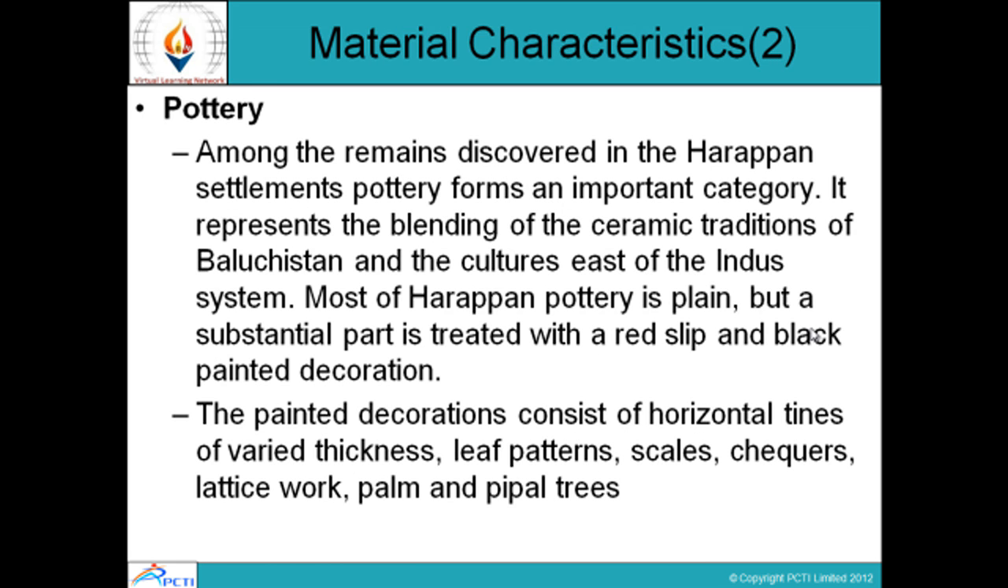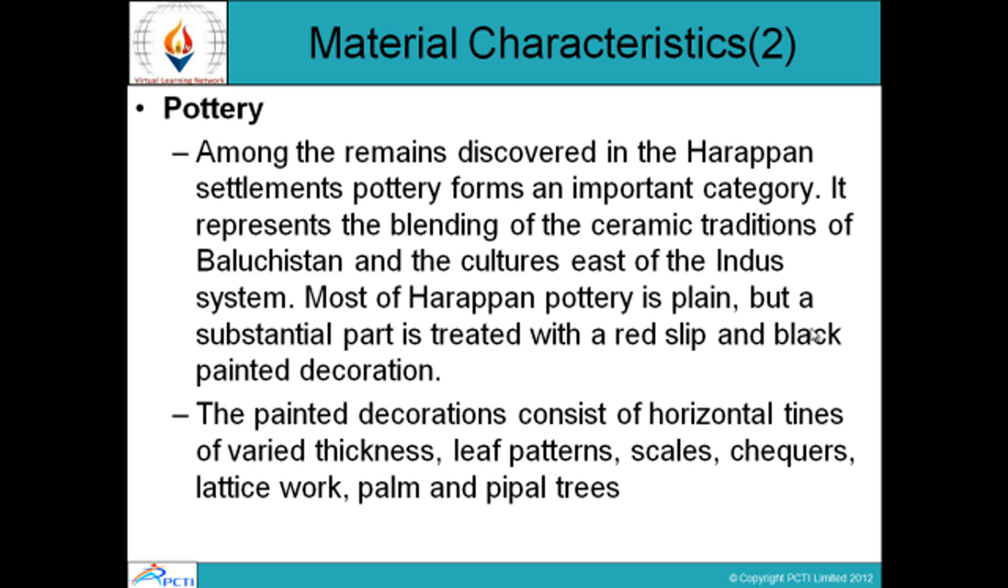Pottery. Among the remains discovered in the Harappan settlements, pottery forms an important category. It represents the blending of the ceramic traditions of Baluchistan and the cultures east of the Indus system. Most of Harappan pottery is plain, but a substantial part is treated with a red slip and black painted decoration.